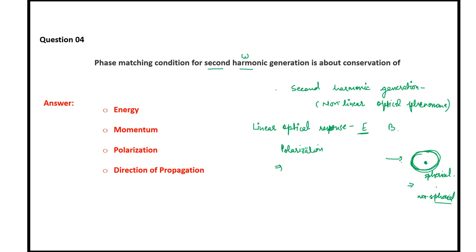Polarization means the distortion in the electron cloud as a consequence of the electric field. Giving it a mathematical relation, we can say that polarization is equal to chi times E. What is this chi? This chi is the electrical susceptibility.